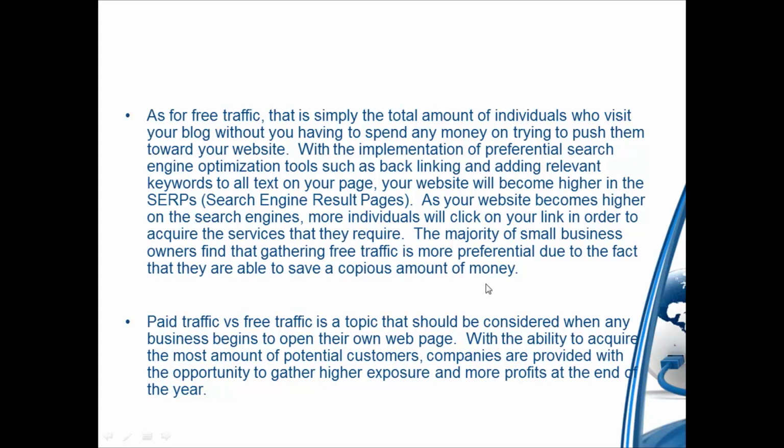Paid traffic versus free traffic is a topic that should be considered when any business begins to open their own web page. With the ability to acquire the most amount of potential customers, companies are provided the opportunity to gather a higher exposure and more profits at the end of the year.